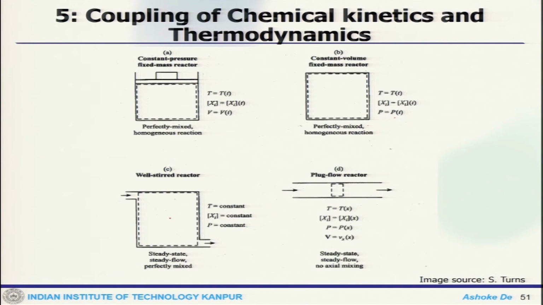Third one, well stirred reactor, some reactants come in, it goes out. So, temperature will be constant, pressure constant and concentration constant. So, it is in steady state, steady flow, perfectly mixed. And fourth one is the plug flow reactor, where the reactant comes in, there is a control volume where the products go out. So, temperature is a function of direction, concentration is a function of direction, pressure is a function of direction, velocity is like that. So, it is a steady state, steady flow, no axial mixing. So, these are the things.